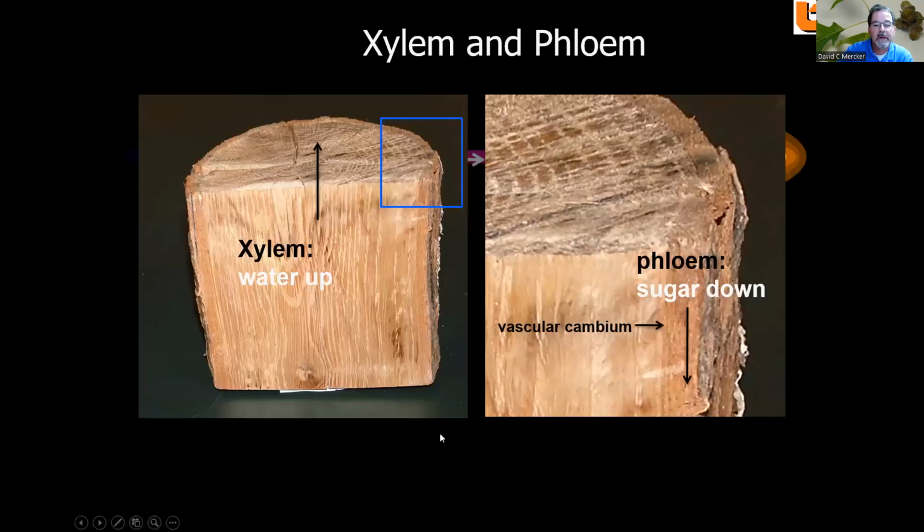Here's an example again with xylem. Water is going up, so that would be the xylem region. We might call that sapwood, and this is heartwood. And then the phloem right here with the sugar is coming down. There's your cambium right between the two, that vascular cambium.